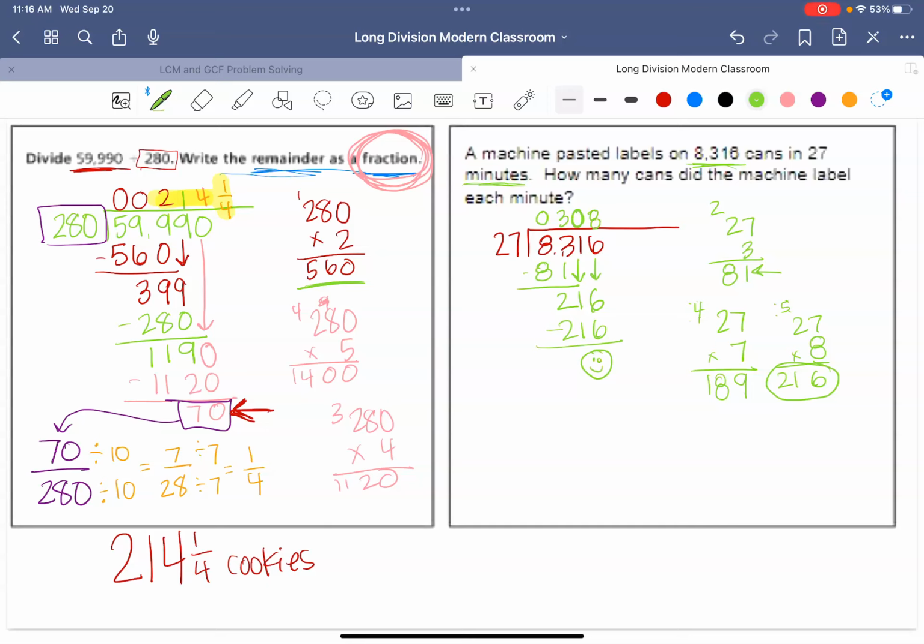All right, so this was a story problem. So I can't just write 308 because that would mean I haven't even answered the question. How many cans did the machine label each minute? Well, if I divide up all my cans into the 27 minutes, then it means that I made 308 cans per minute or each minute. Awesome possum.